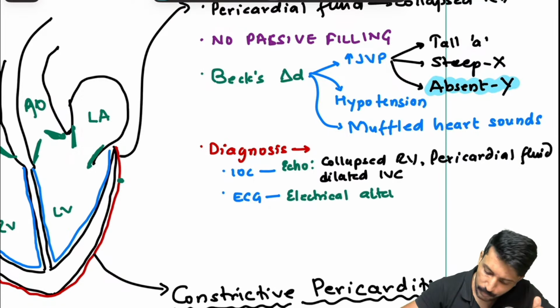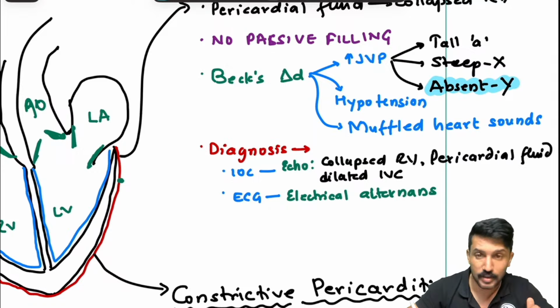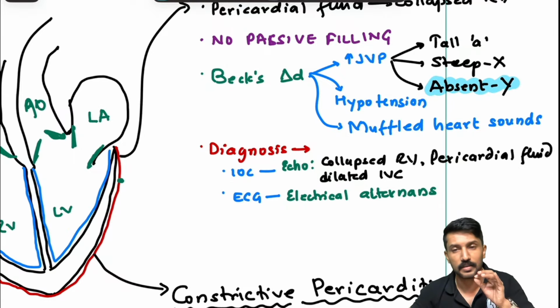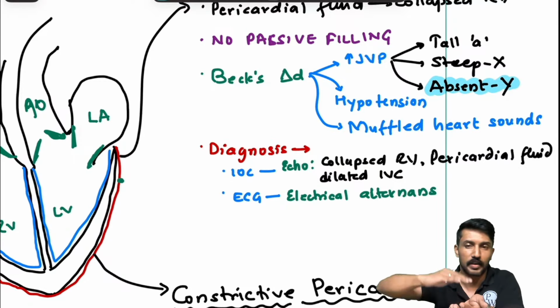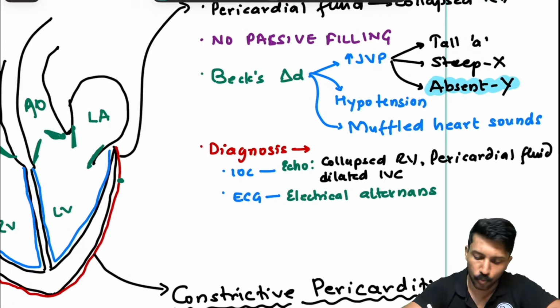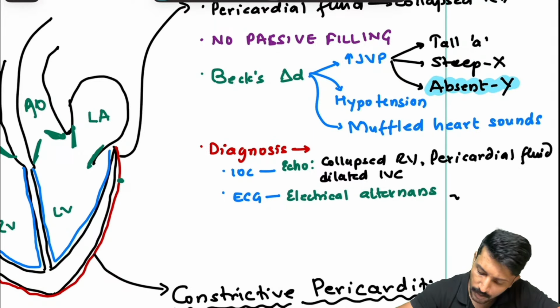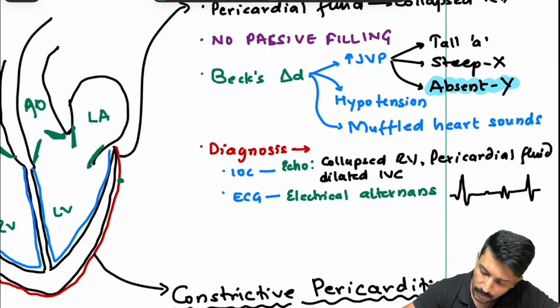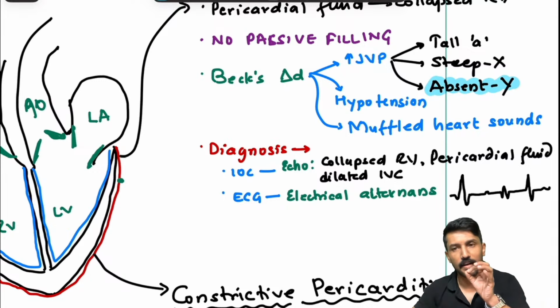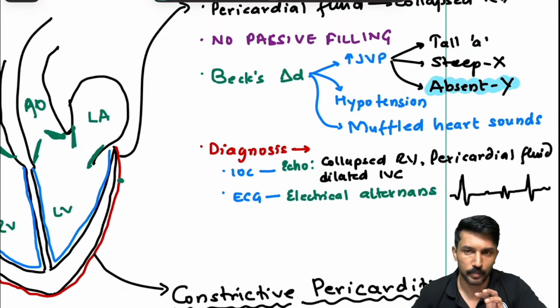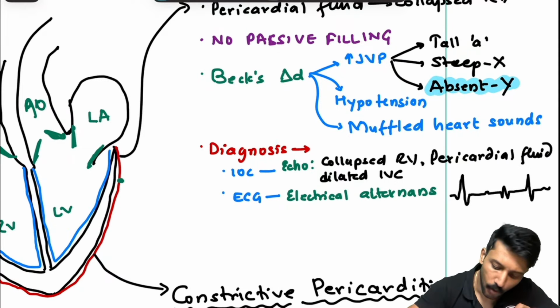Electrical alternans. Please don't confuse electrical alternans with pulsus alternans. Pulsus alternans is seen in patients with left ventricular failure, LVF or heart failure, where pulse amplitude alternately becomes high and low. Here, QRS voltage becomes alternately high and low. So you will have one QRS with high voltage, then another QRS with low voltage, then again the next one will be high voltage. So you will have alternating high and low QRS voltage. This phenomenon is what we call electrical alternans.